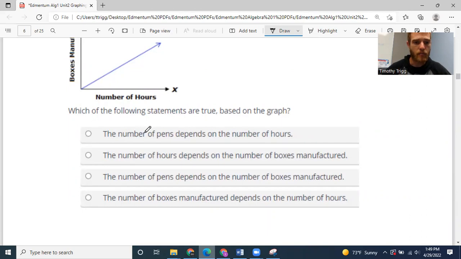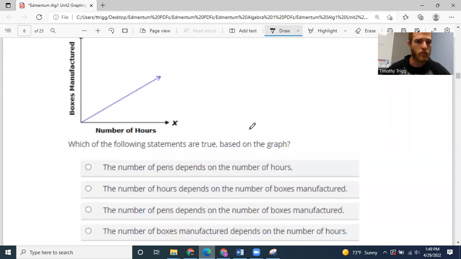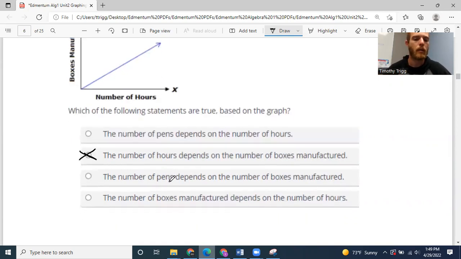The number of pens depends on the number of hours. Okay. The number of hours depends on the number of boxes manufactured. No, this is not right, because time does not depend on other things. Time just moves, right?